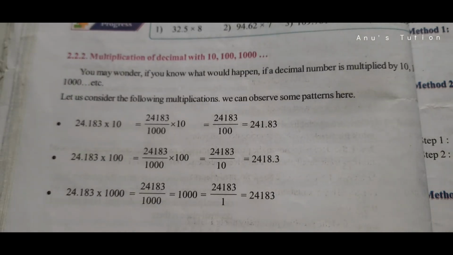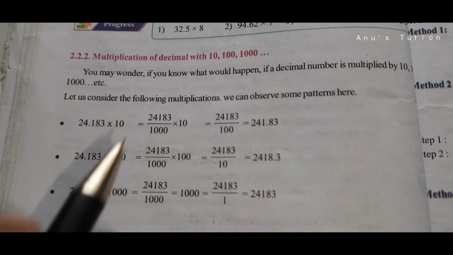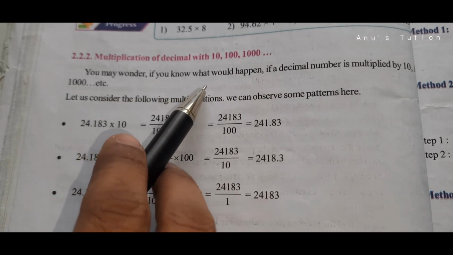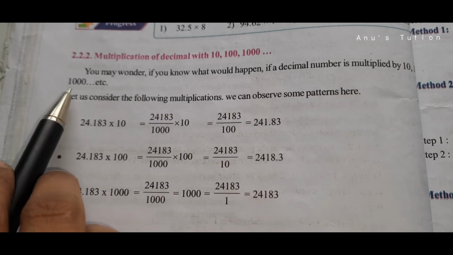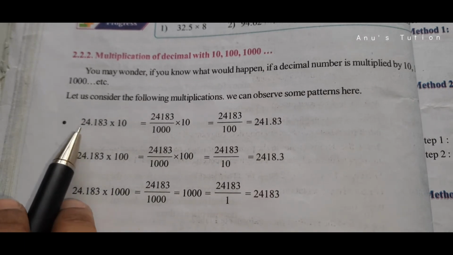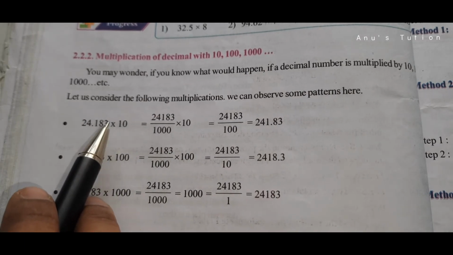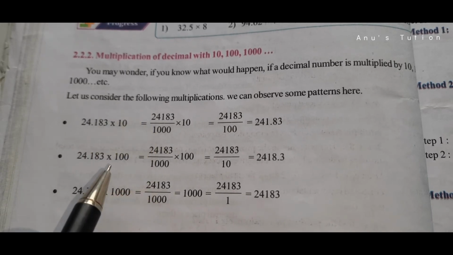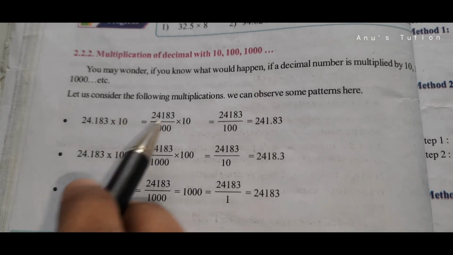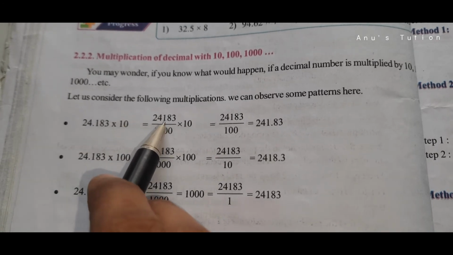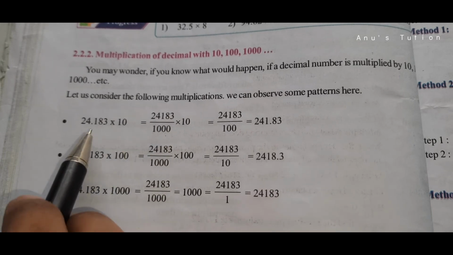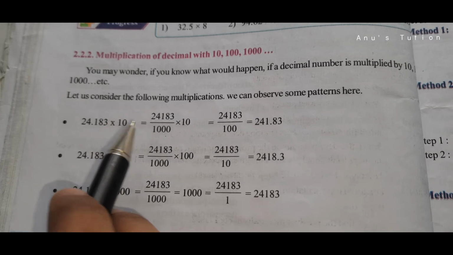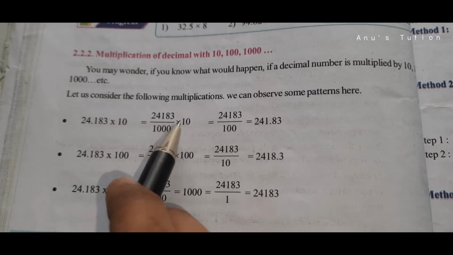Okay, next topic is multiplication of a decimal with 10, 100, 1000. You may wonder what would happen if a decimal is multiplied by 10, 100, 1000, etc. Let us see. 24.183 into 10 equals, how can we write? Now we are changing the decimal into a fraction. 24183 by 1000. How many digits are there to the right of the decimal? 1, 2, 3. That's why we get 1000, into 10.